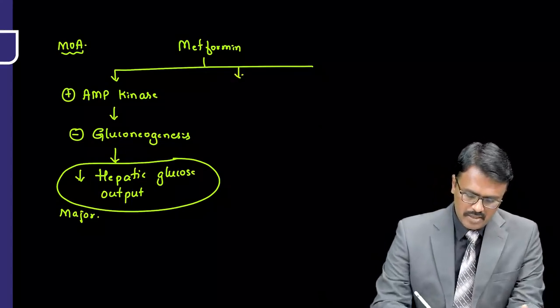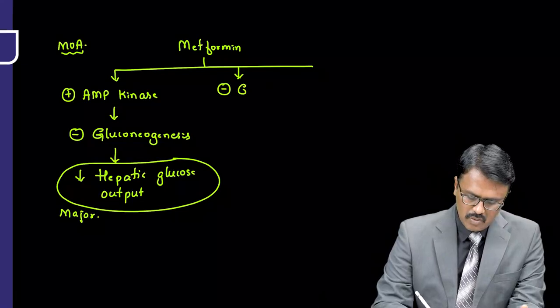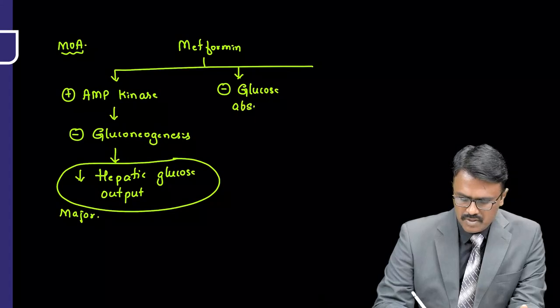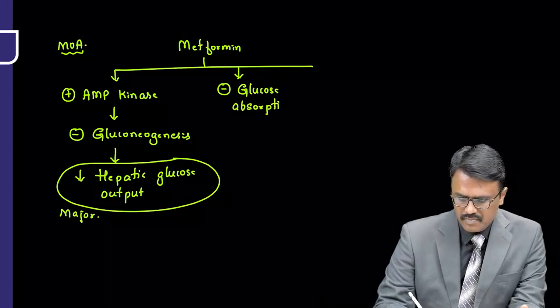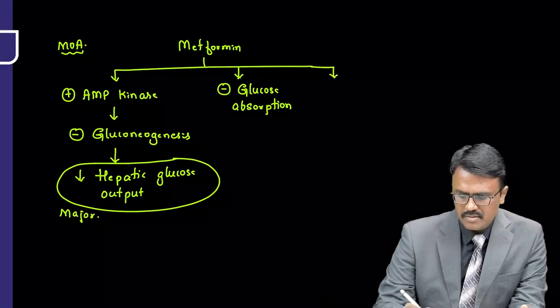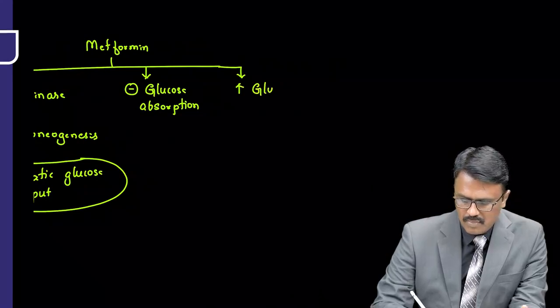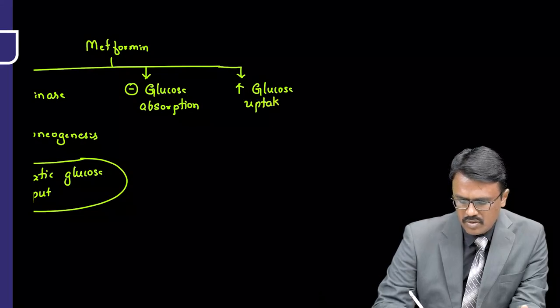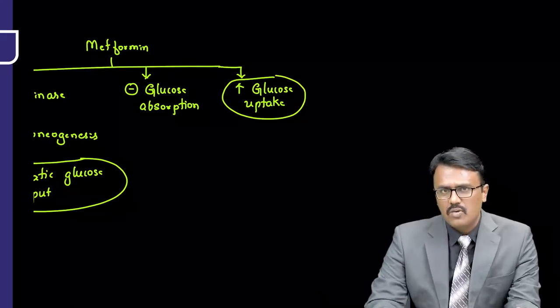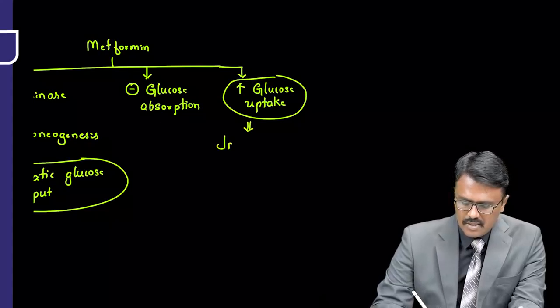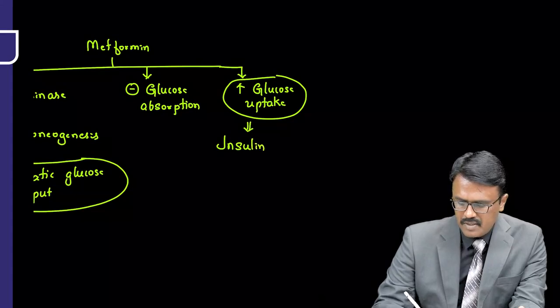What are the minor mechanism of action? It inhibits the glucose absorption. So it inhibits the glucose absorption from the gut. What is the third mechanism of action? Very much important, it increases the glucose uptake. Now, who has to take glucose inside, particularly the muscles and adipose tissue? There they increase the glucose uptake. So when you increase the glucose uptake, it acts as insulin sensitizer.